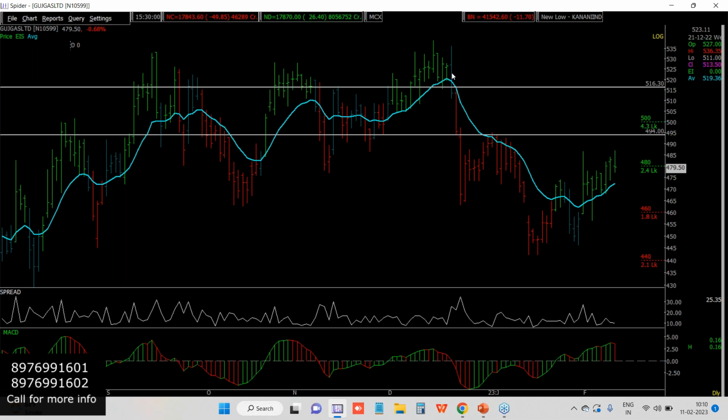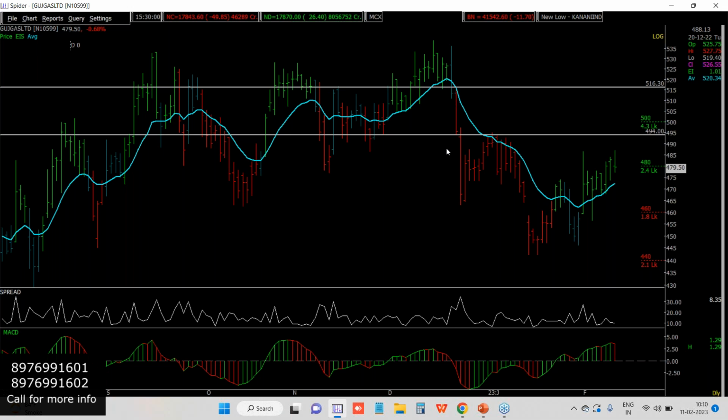Okay, next what happened: a red candle was formed just right here. Once the low of this particular candle got broken, we executed our short positions. Okay, and we'll keep the stop loss at the high of this particular candle only.